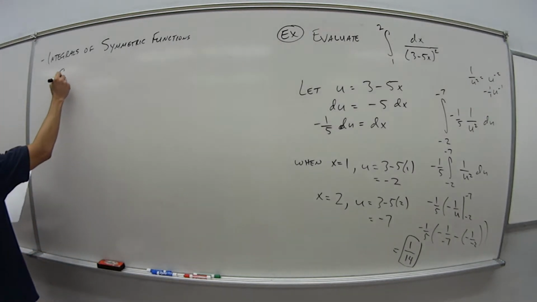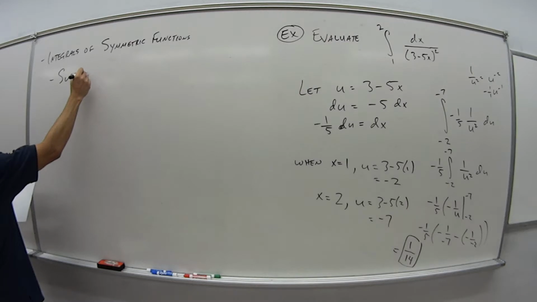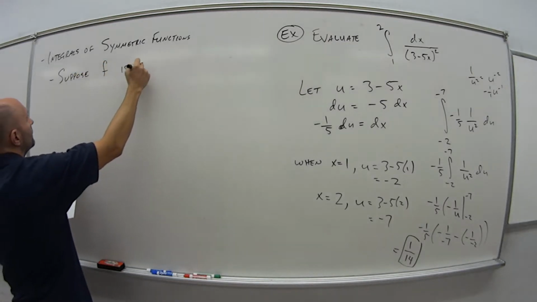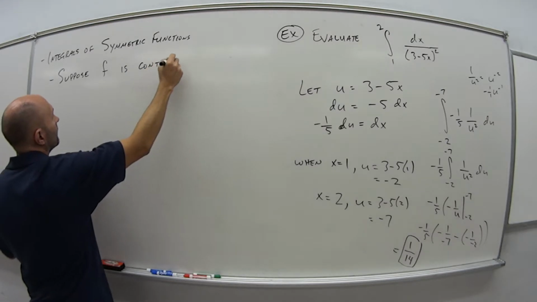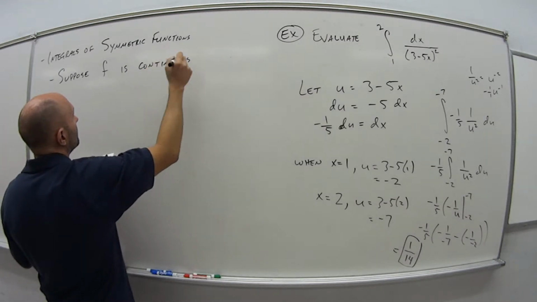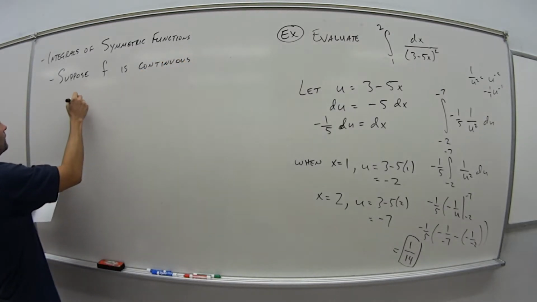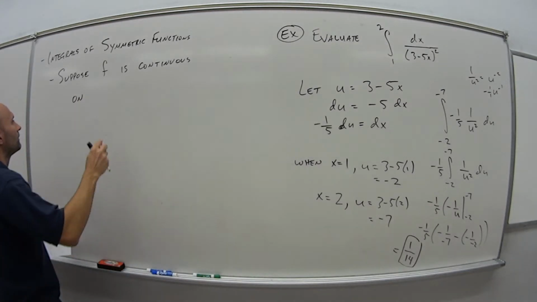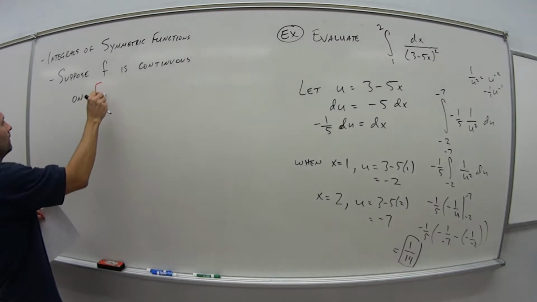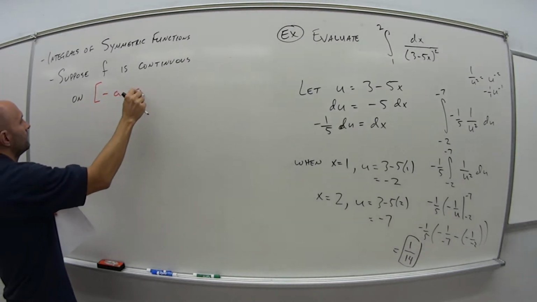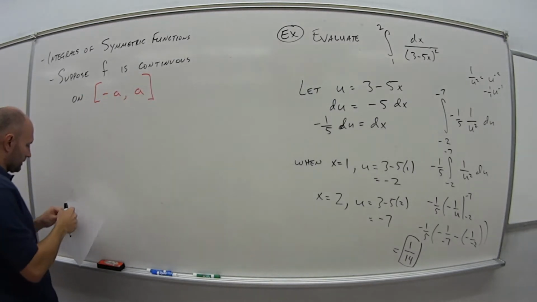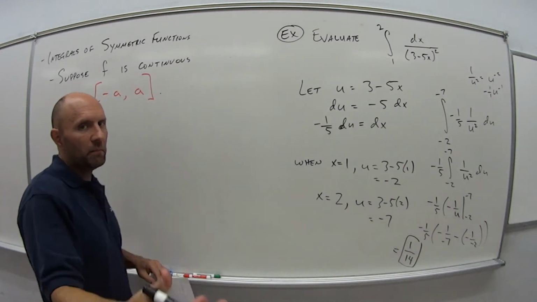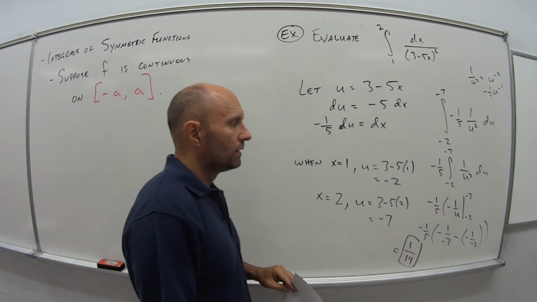So suppose f is continuous on the closed interval, and I'm going to write this in red and you'll see why, -a to positive a. So everything else to this point has been what? A to B, A to B, A to B.